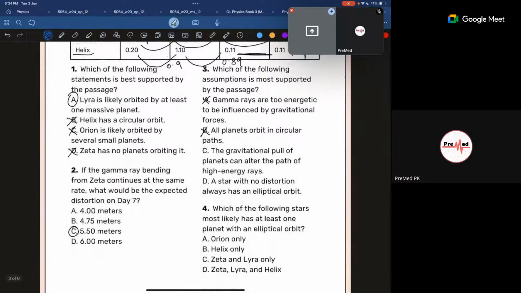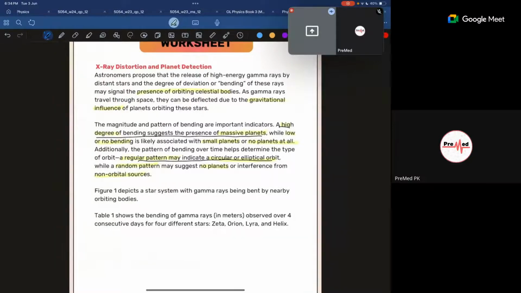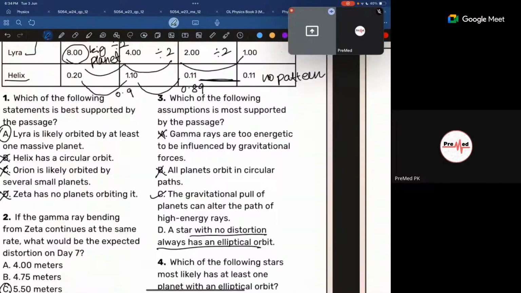C is the gravitational pull of the planets can alter the path of high energy rays, which is correct, as I explained in part A, that gravitational pull of the planets is altering the gamma rays. And part D is a star with no distortion always has an elliptical orbit, which is wrong because the question mentioned that a star with no distortion indicates no planets. Like no bending indicates no planets at all. So this is wrong.